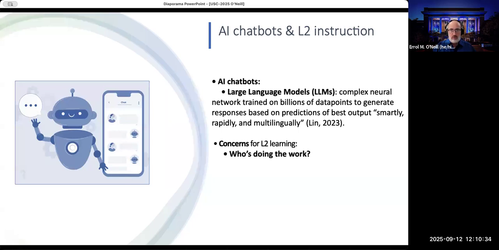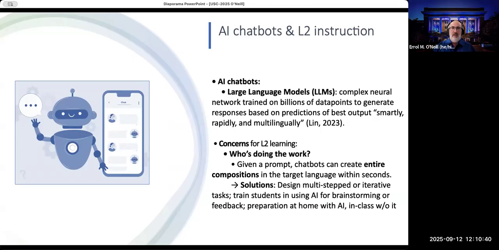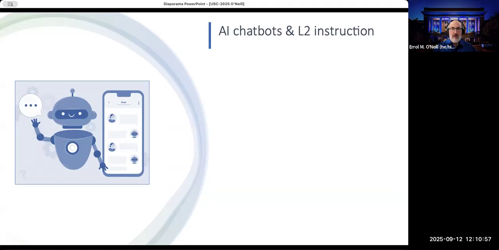Some concerns are who's doing the work. Chatbots can create entire compositions in the target language within seconds. One solution to that is having multi-step tasks, so students are using the AI for part of the assignment, but not on another part of it, for example, and doing some training with students in terms of responsible use. I'll give some examples of that later. So there are a number of approaches.